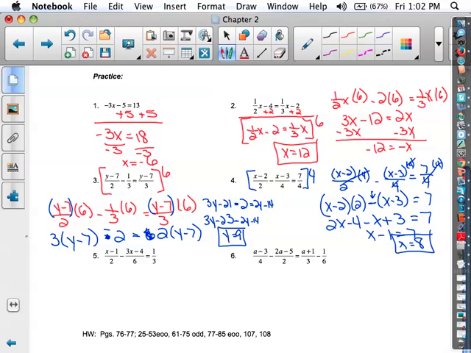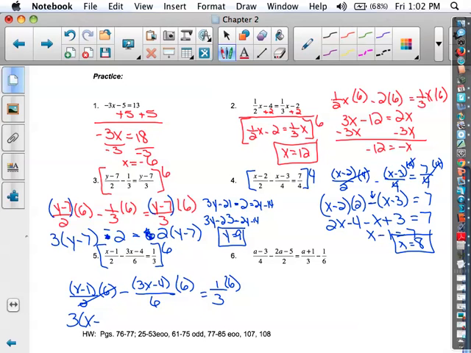Let's take a look at just one more of the last two. Let's do number 5. My least common denominator will be 6. So I will have (x minus 1) over 2 times 6 minus (3x minus 4) over 6 times 6 equals 1/3 times 6. This will reduce to 3, which will give me 3 times (x minus 1). These will cancel, so I'll use the distributive property on the first one, but I'll have to distribute this negative sign inside those parentheses. And then this will reduce to 2.